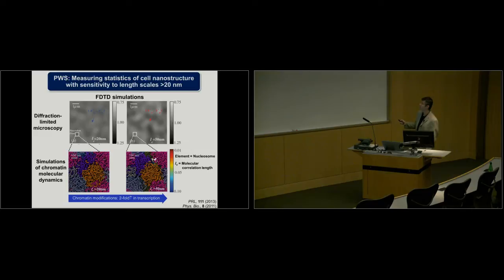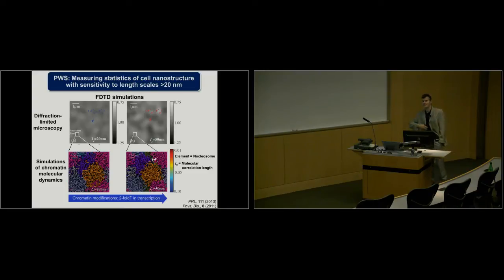Imagine you have two organizations of chromatin. In this case, each of these balls is 10 nanometers. Basically, it's a nucleosome. And one of them has molecular correlation length of 20 nanometers. This one is 50. First of all, they look very, very similar. If you were to use even the best resolution possible, you would be hard-pressed to find the difference. But they are very different. There's 20 versus 50, very different.